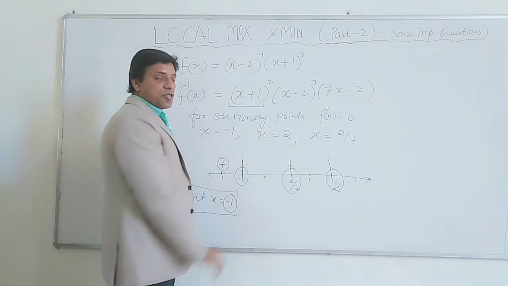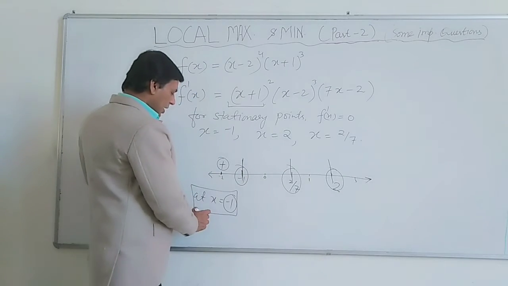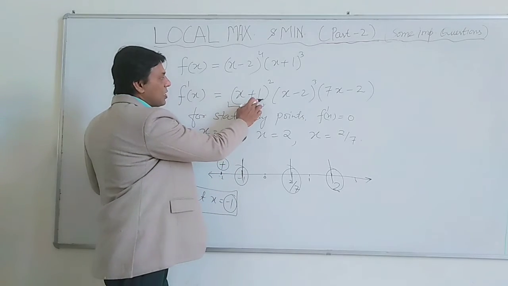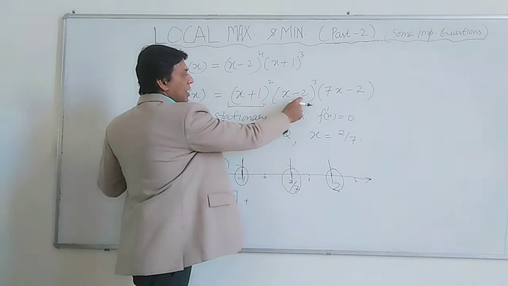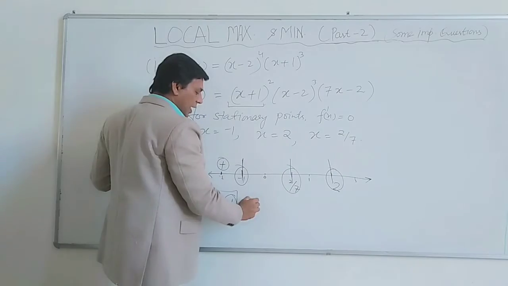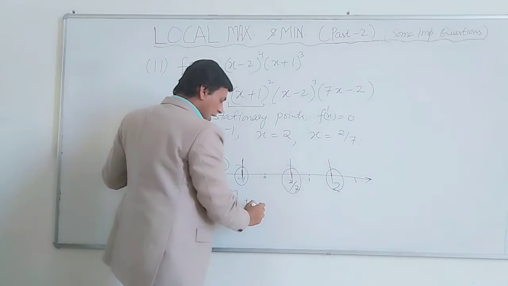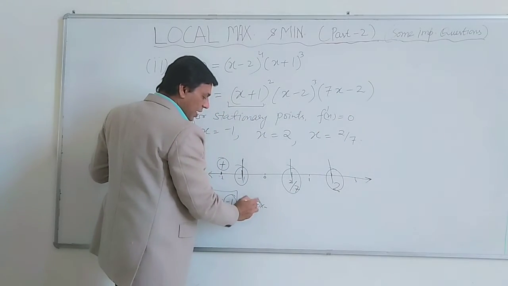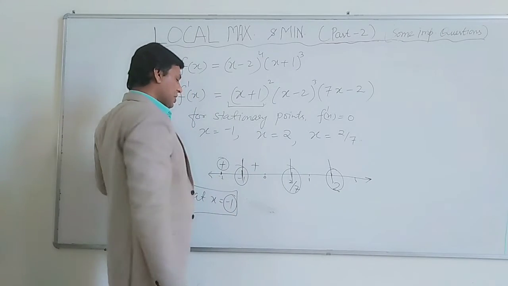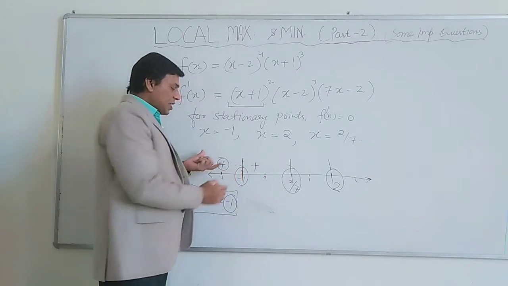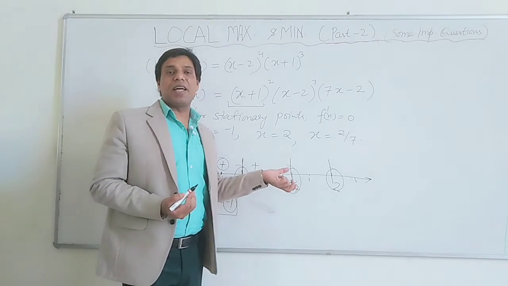Now after -1, I am taking the point 0. If I put 0 here, that is 0 plus 1, it will be positive. 0 minus 2 and cube, that will be negative. Then 7 into 0 is 0 and minus 2, that will also be negative. So now negative, negative, positive and positive, again positive. So we have positive. So you know, before -1 the sign of the derivative is positive, and after -1 again the sign is positive.